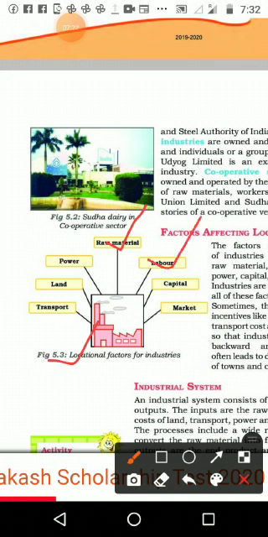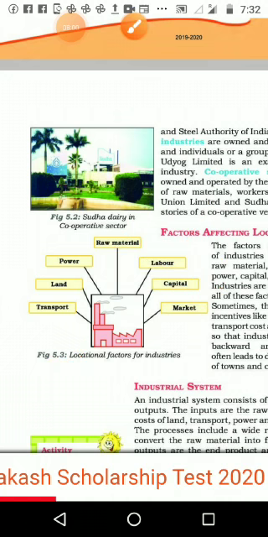Then we want to get labor, cheap labor as well as skilled labor. Then capital: there should be some person or some group of people or the government, somebody should be there to provide capital for the industrial purpose. Then we want a good market. If we get a market nearby, then we can very easily develop the industry in that area. If we have capital, labor and raw material but we don't have electricity, then we can't make the industry there.